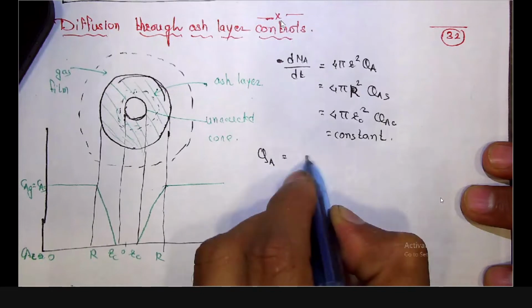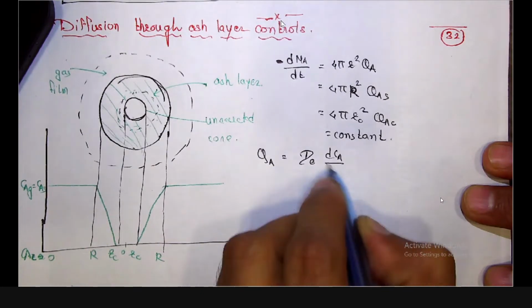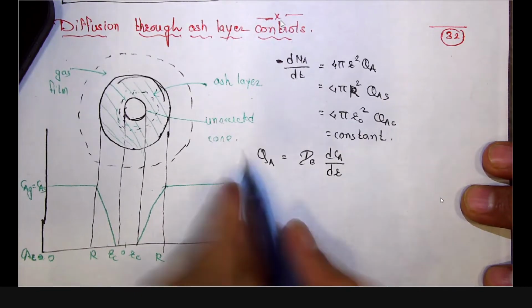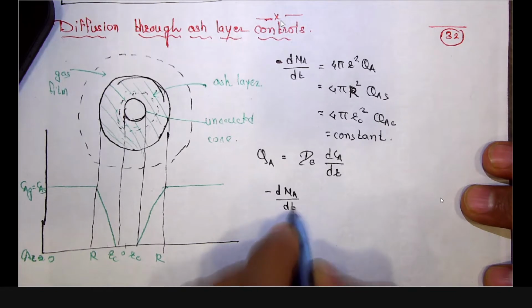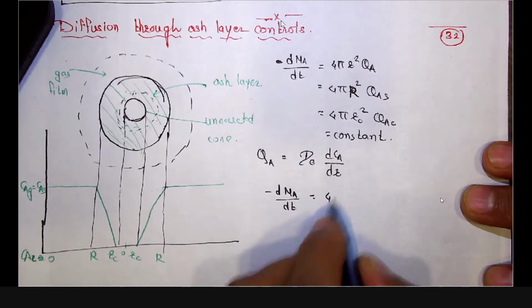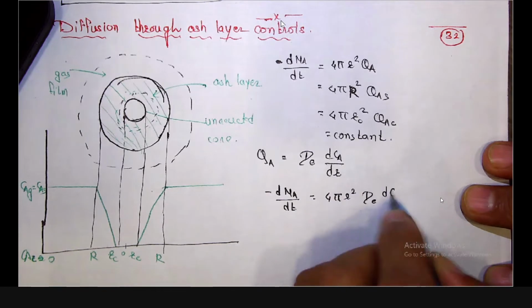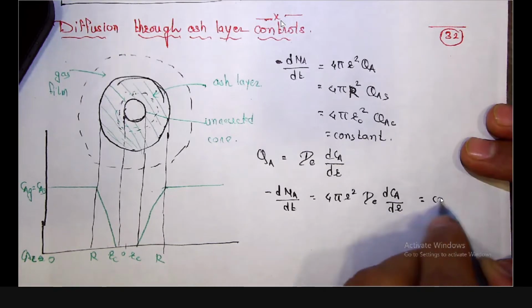Fick's law, you can write, so it will be minus dNA by dt is equal to 4 pi r square DE dCA by dr, is it? And this is a constant value.